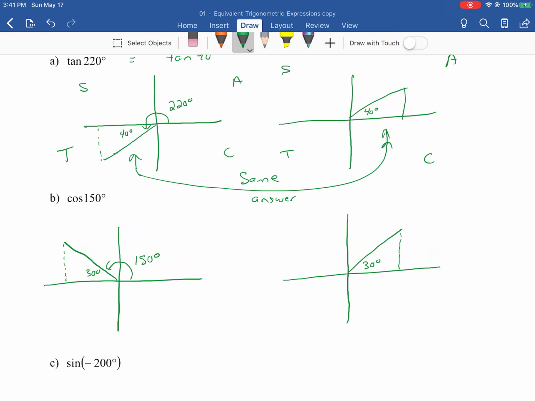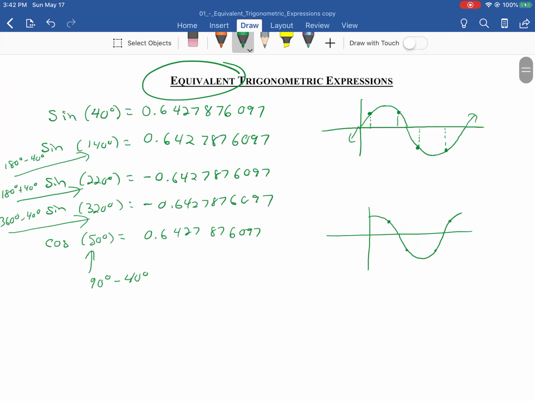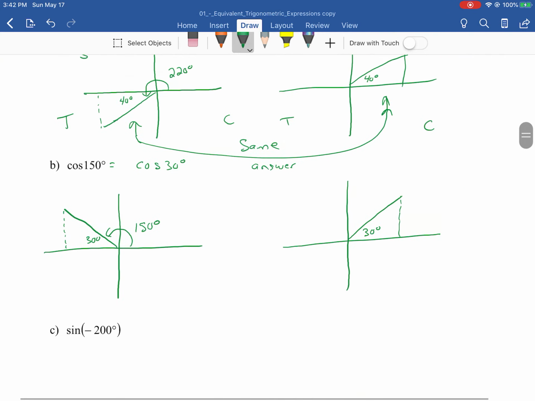You see? When I draw 150, it results in a triangle that has an angle of 30 degrees in it. And of course, if I draw 30, it'll result in a triangle that has a 30-degree angle in it. That means whatever I get from cosine 150, I'll get the same thing for cosine of 30. Well, okay, again, just to reiterate, it might have changed from positive to negative. It'll give the same answer, but instead of being positive, it might be negative now.